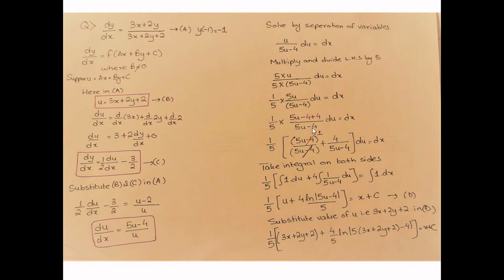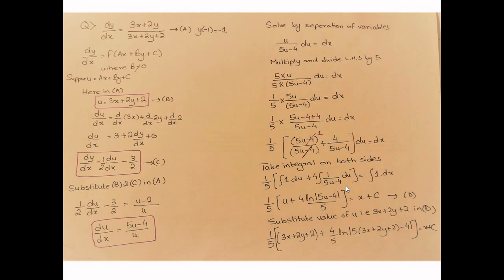So after doing that, I'm just adding and subtracting 4 in the numerator, and as you can see, I will get 5u minus 4 plus 4 in the numerator. So I can now write it this way, and in this way this part will get cancelled and I will get 1. Now I can take the integral on both sides because the equation is not only separated, it is also now the simplified one.